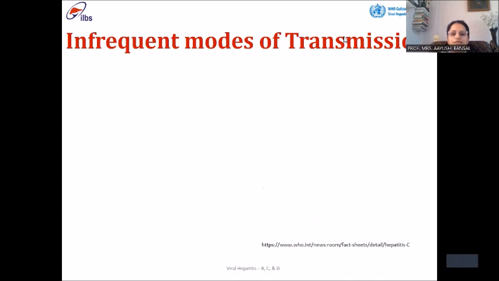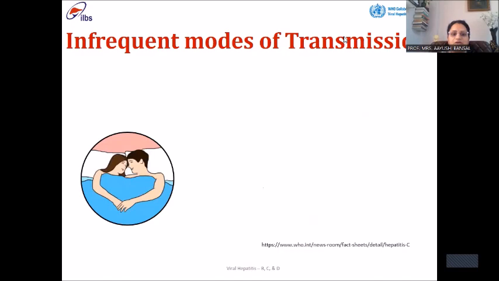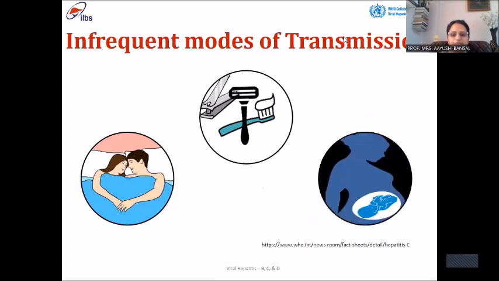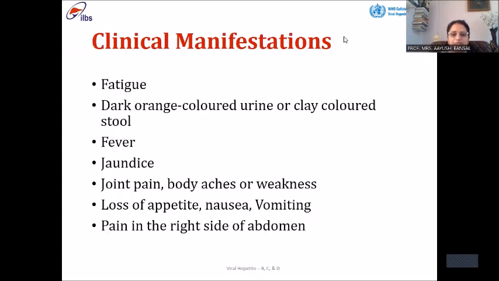Infrequent modes of transmission. There are some modes that can transmit the infection, but they are comparatively infrequent. The first is physical contact, male and female. The second is razor sharing and sharing of toothbrush. Third is vertical transmission from mother to child in pregnancy.